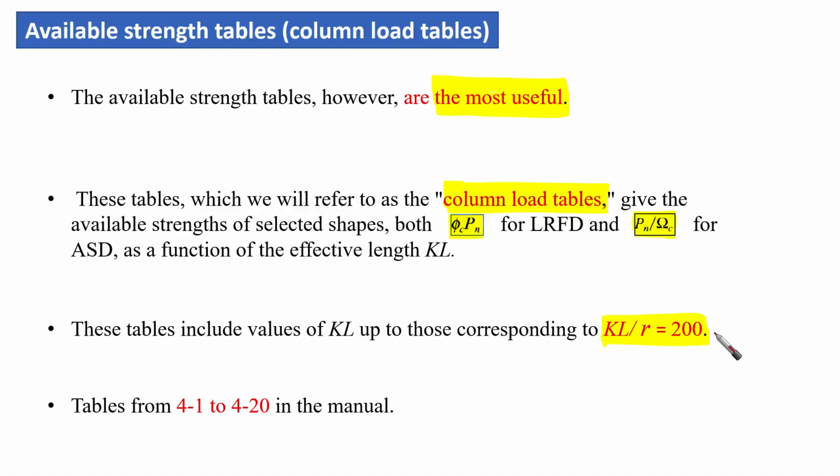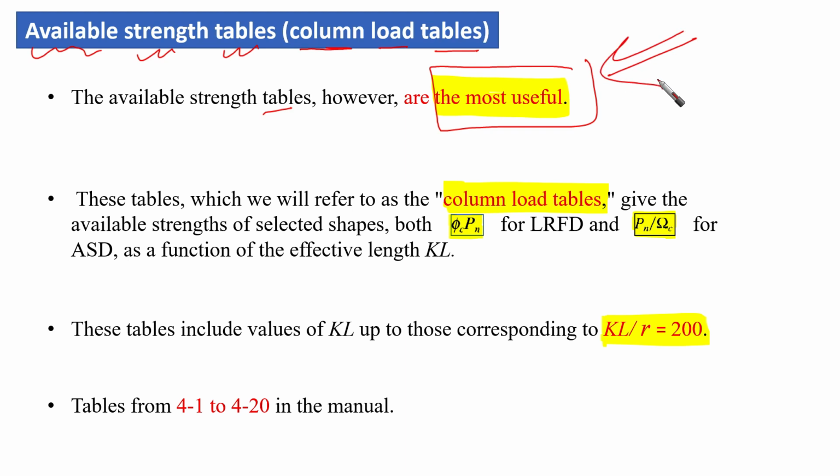Okay, another type of tables, we call them available strengths tables, and we call them column load tables. Okay, column load tables. These available strengths tables, however, are the most useful. If we compare, from the practical standpoint as well, you are going to check the column load tables first, even in your design, and after that you are going to check the 4-22 tables, which means that this is the most useful and most practical for you.